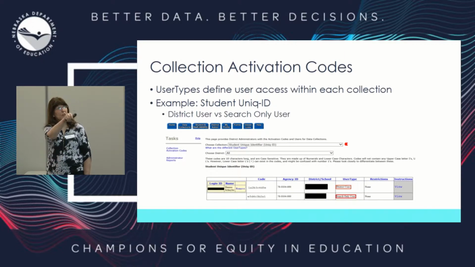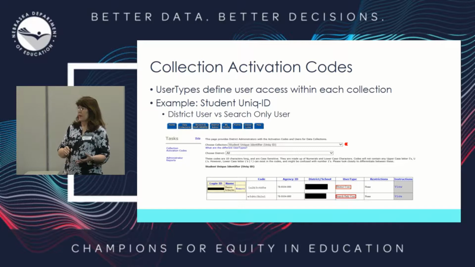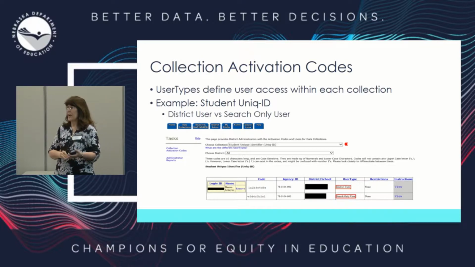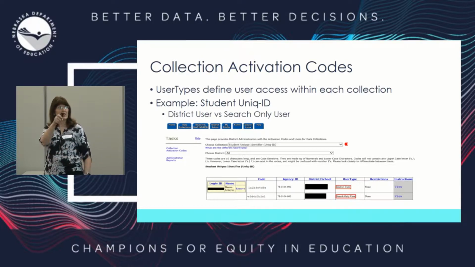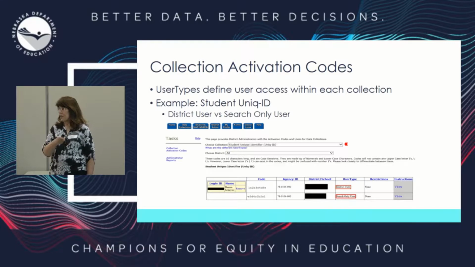And there's different user types for each collection. This one here has a data user type and a search only. Some collections may have multiple, like CDC has finance, staff, discipline. So you want to make sure that you give them the correct activation code. Some codes are single use only. So if one person has it and another person needs it, that first person will need to remove it from their portal account for the other person to add it to theirs.